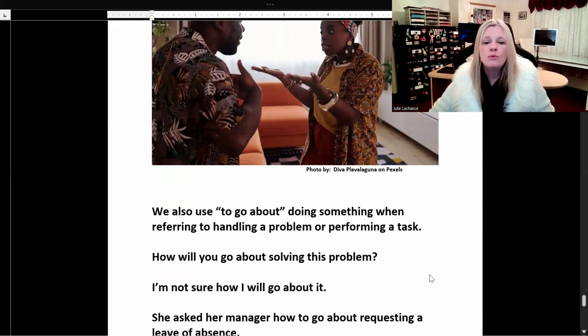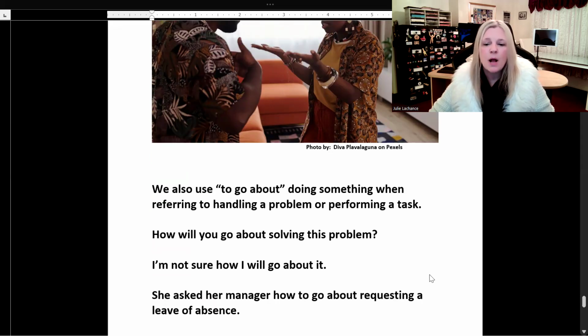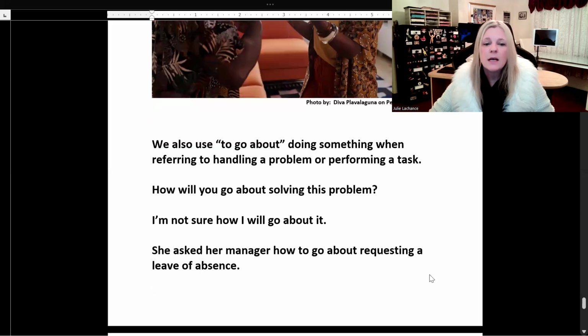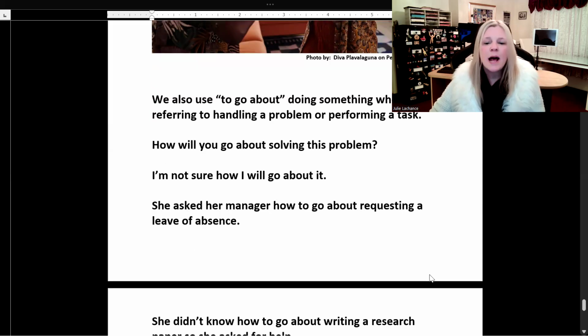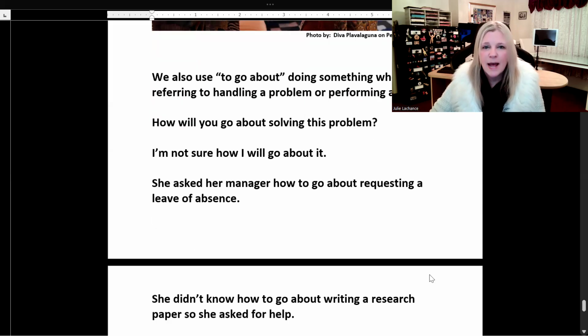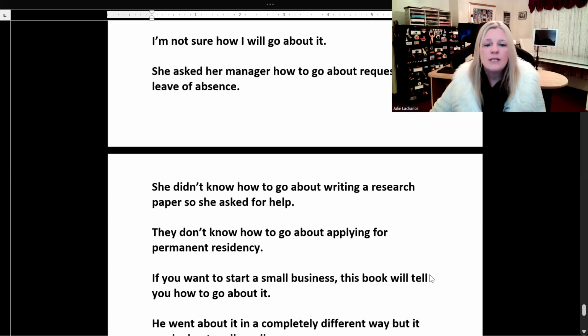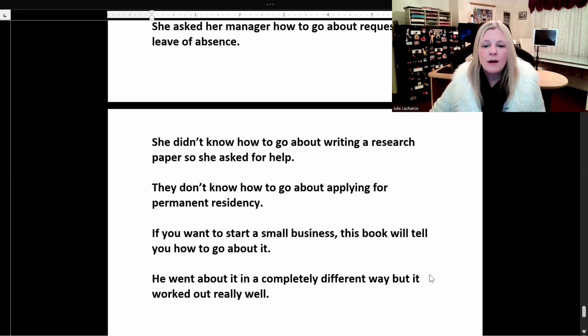We also use to go about doing something when referring to handling a problem or performing a task. For example, how will you go about solving this problem? I'm not sure how I will go about it. She asked her manager how to go about requesting a leave of absence. She didn't know how to go about writing a research paper, so she asked for help. They don't know how to go about applying for a permanent residency.